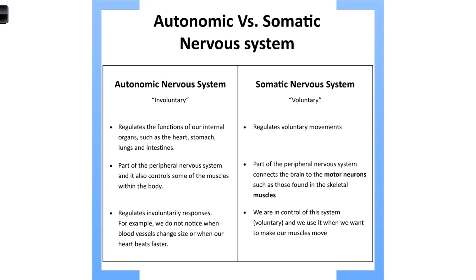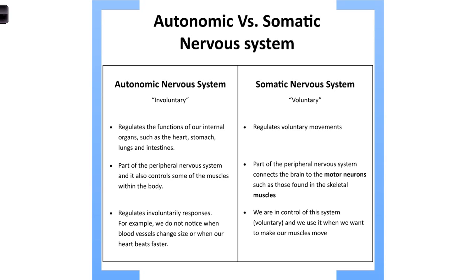The autonomic nervous system is the system that regulates those involuntary responses. For instance, we don't notice when our blood vessels change in size, or when our heart starts to beat faster, or even when food is pushed through our digestive system. We don't do that consciously, we don't notice it happening, so those are all part of the autonomic nervous system.